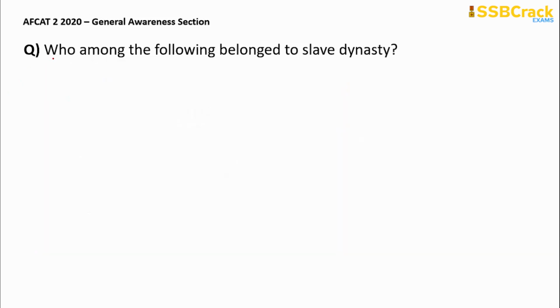Next question is, who among the following belonged to the Slave Dynasty? The answer is from the history portion. If you have attended the Afcat mock test that we have provided, you must have seen this question.